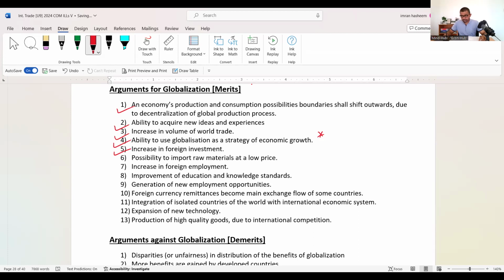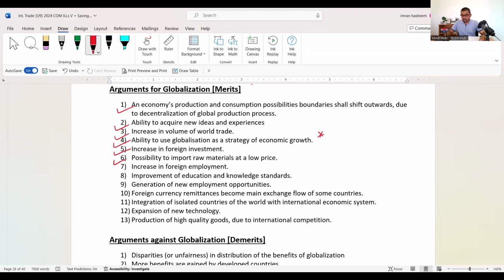Possibility to import raw materials at low prices, because as global output increases, as we become more globalized and global markets become more liberal, competitiveness increases and costs and prices decrease.